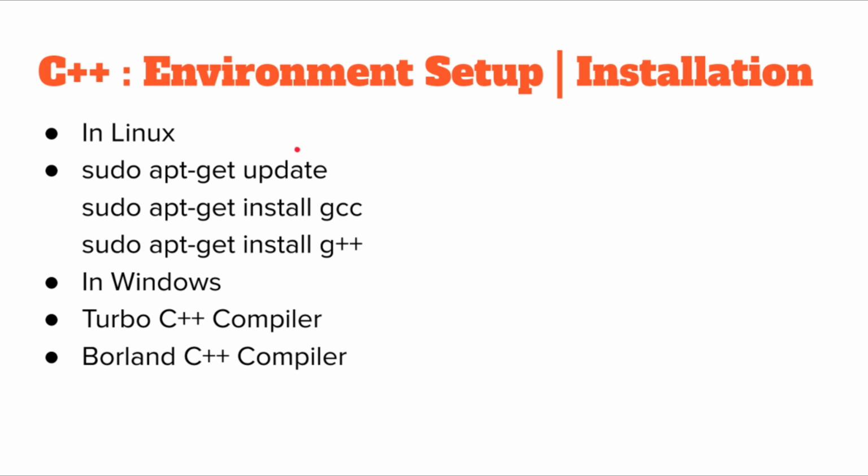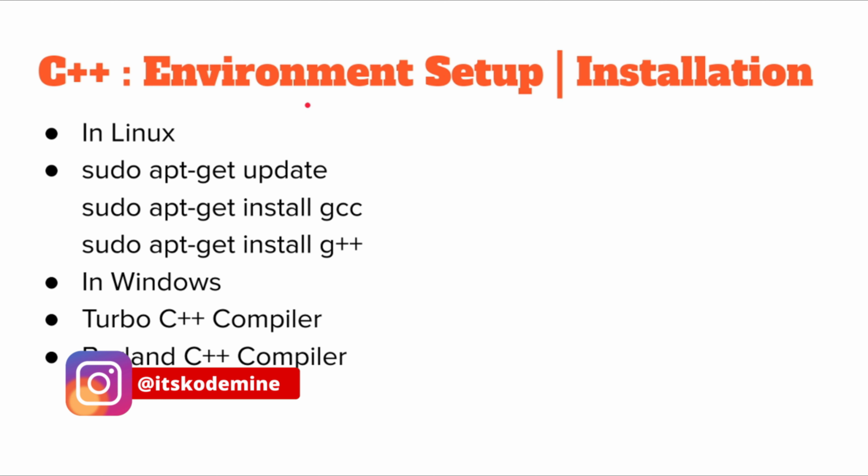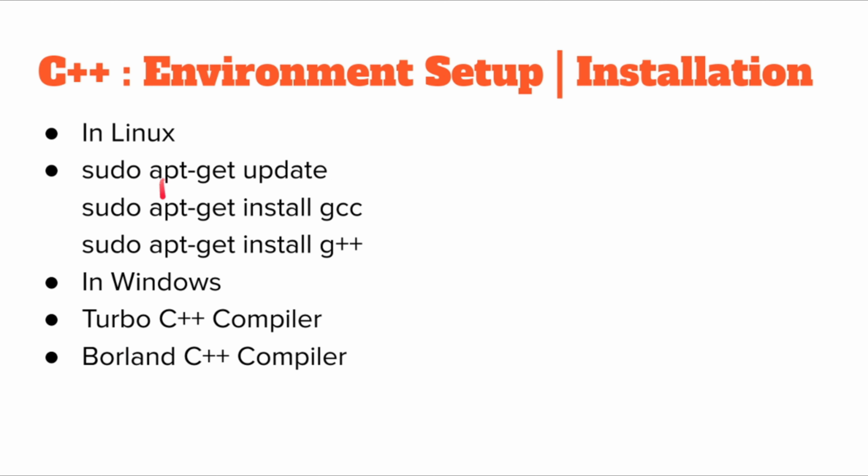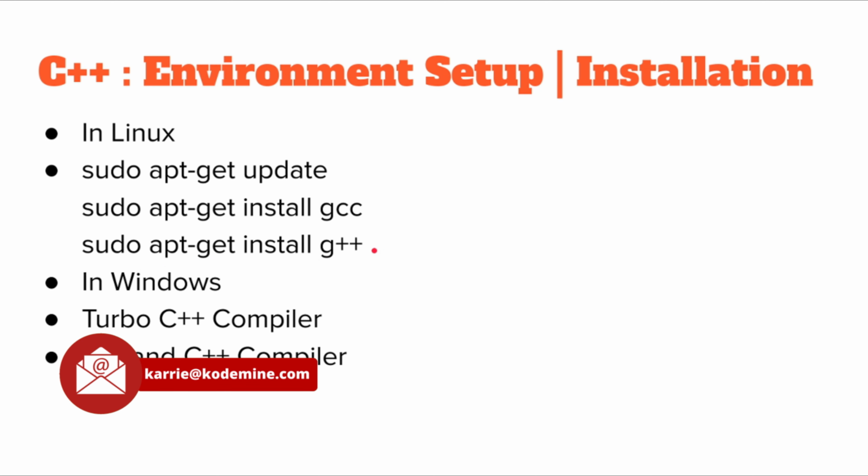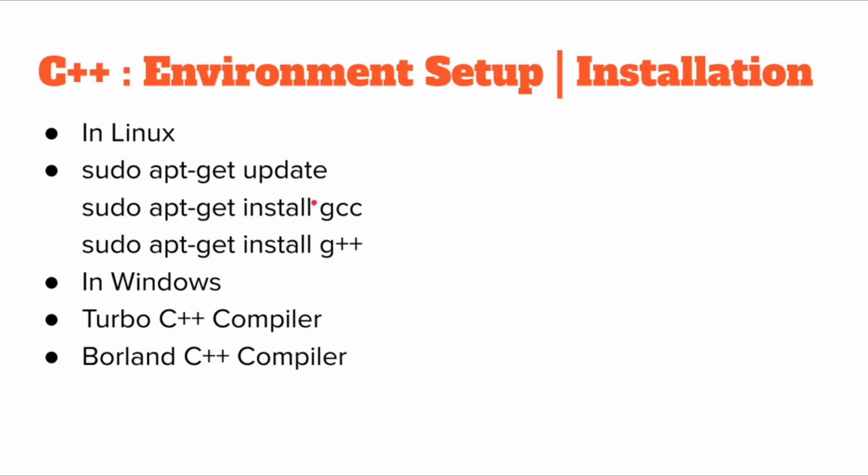And in case you do not find the C++ environment in your system, then you can run these three commands: sudo apt-get update, sudo apt-get install gcc, and sudo apt-get install g++. So these are the three commands you can run in Linux, right? And these commands will also be in the description of this video, so you can just copy paste them and directly install C++ into your Linux system.